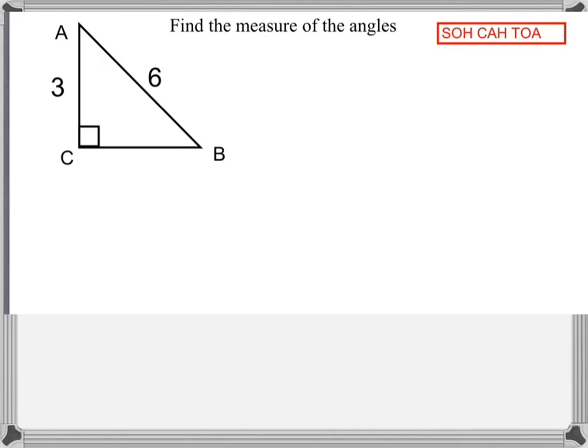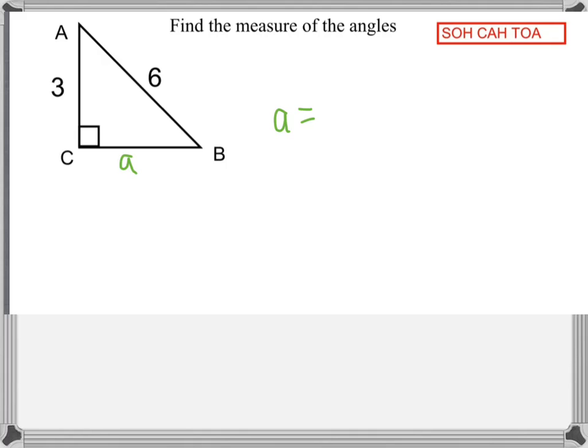Let's say that we have a right triangle, ABC, and we know 2 side lengths, but we don't know the third side length, and we don't know any of the angles inside except the 90-degree angle. We don't know any of the acute angles. Well, first of all, we can always get this side, let's call that A, because that's across from angle A.